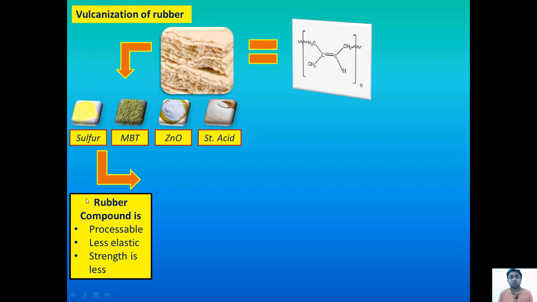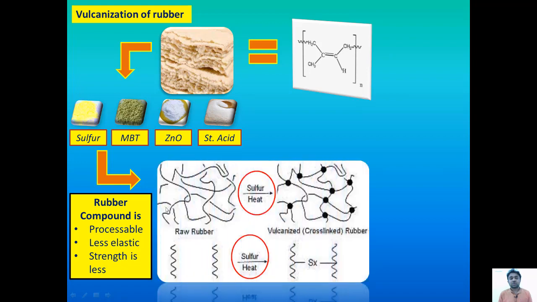So we'll see how we convert these properties into high elasticity and high strength. That is the cross-linking, where the vulcanization occurs.